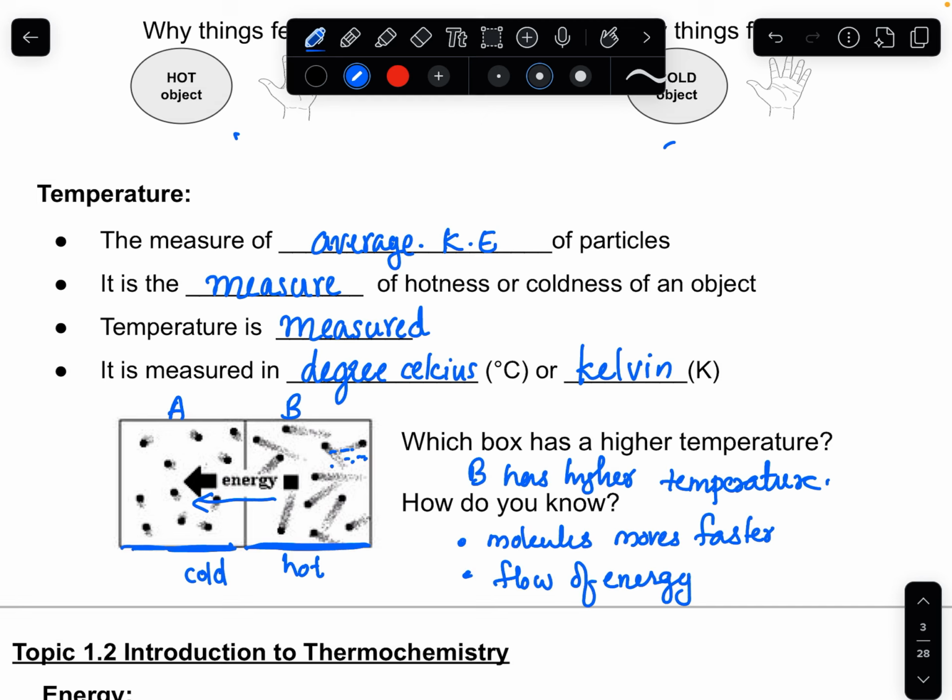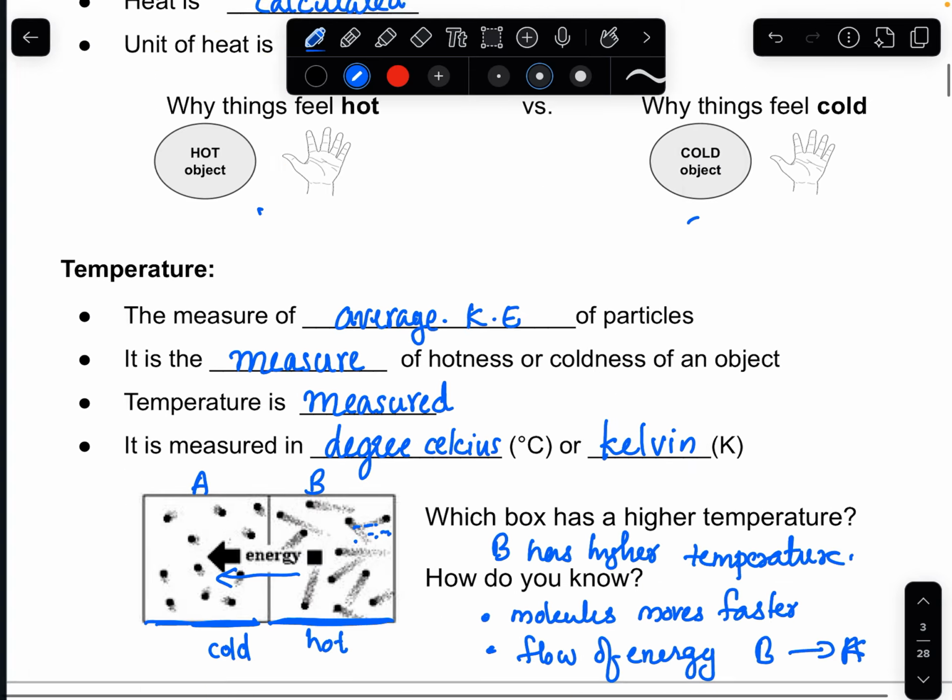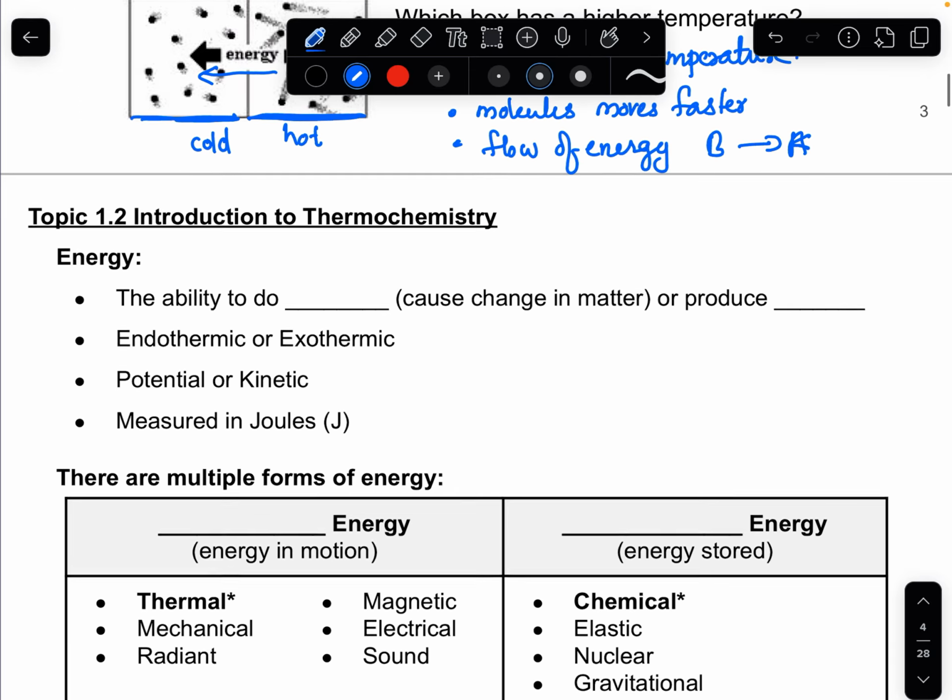Okay, those two things, you saw an arrow which is going from B to A, it is showing there. That means the higher temperature to lower temperature. Okay, that is pretty much it for topic 1.